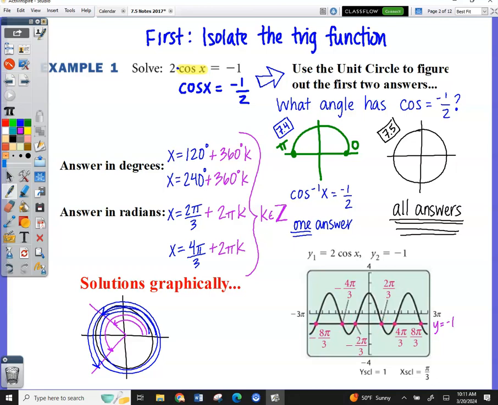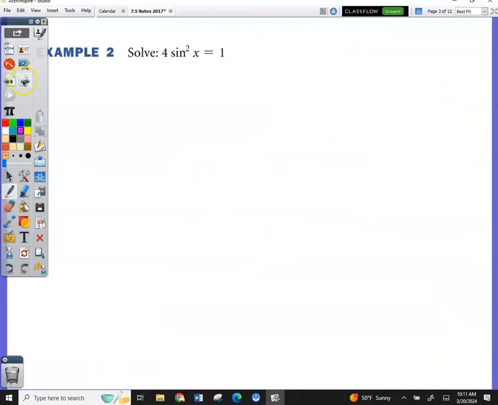Now let's just practice the different levels of difficulty in the problem. So let's go to the next slide. It helps to go in and ask yourself, like, what is the actual trig function? Because that's what I need to get by itself. I've got to get sine squared to be just sine.